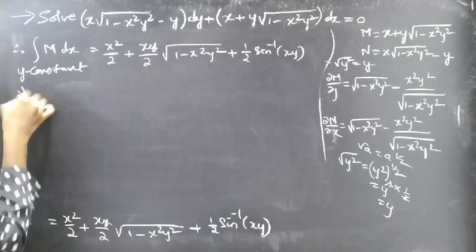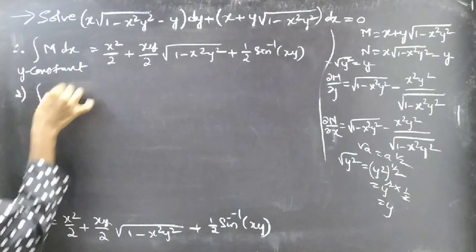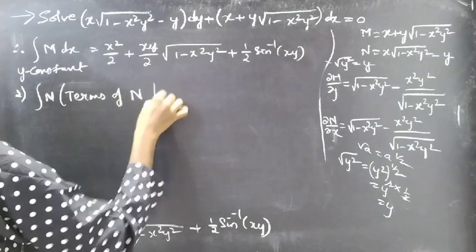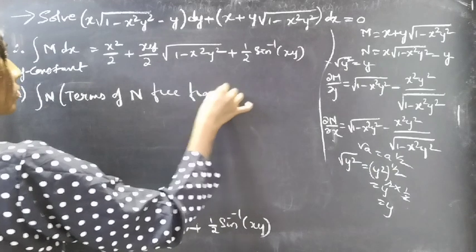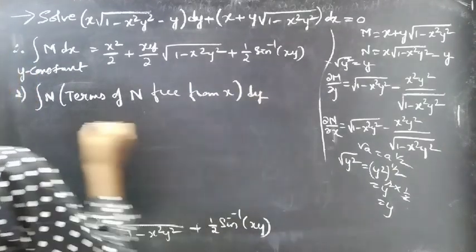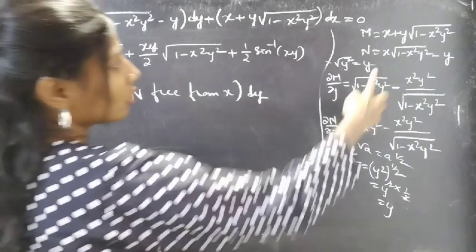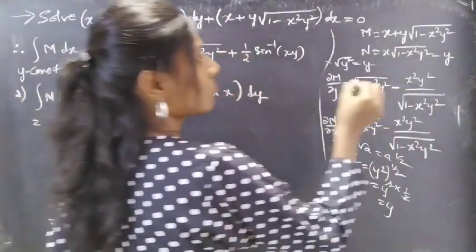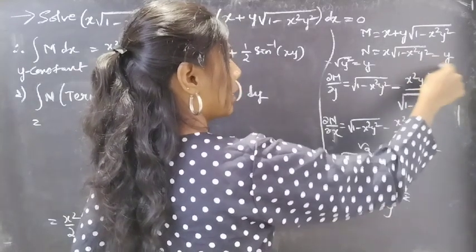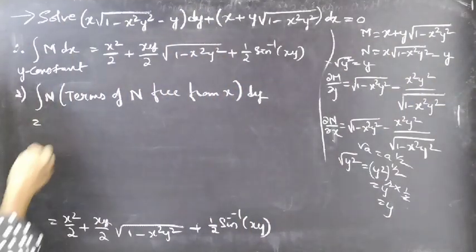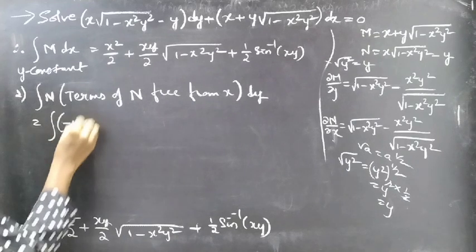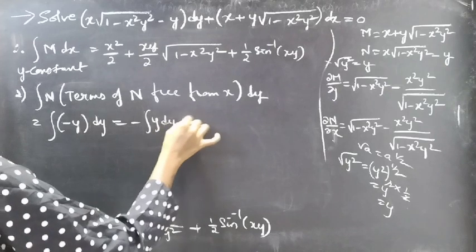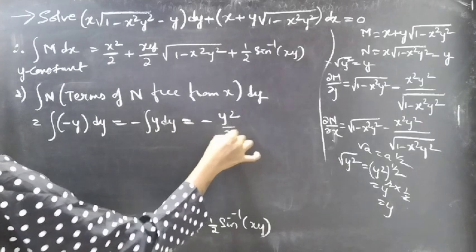Now coming to the second one, integral of the terms of N free from x into dy. So now observe N. We have N equal to x into √(1 − x²y²) − y. So the terms of N which are free from x is −y. So we'll take only −y here. It is equal to −∫y dy, which is −y²/2.